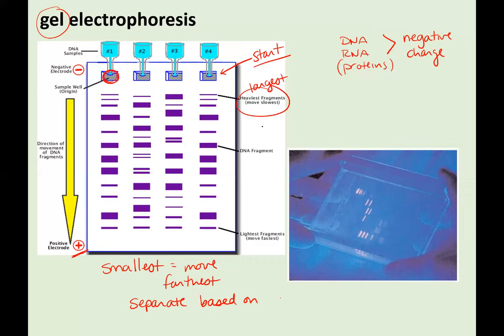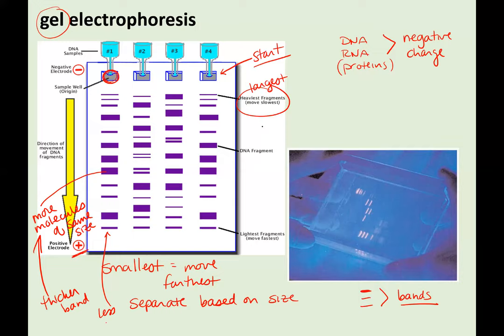And this is an image of an actual gel. So you can see these little lines. These are called bands. And each band is a specific size and it contains thousands and thousands of molecules. And the thicker the band means there's more molecules of the same size. And a thinner band just means less molecules.